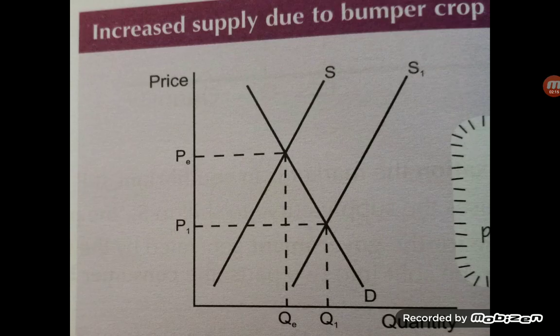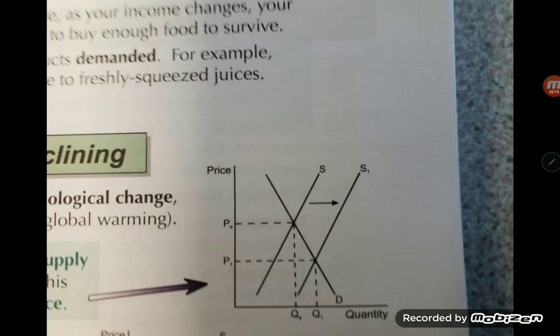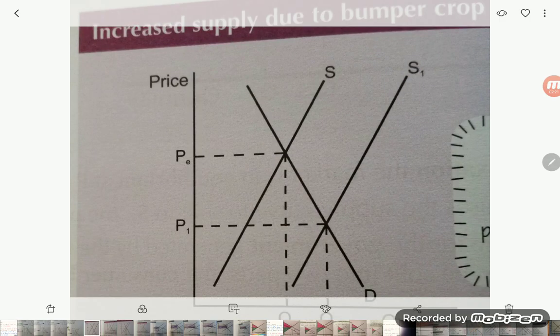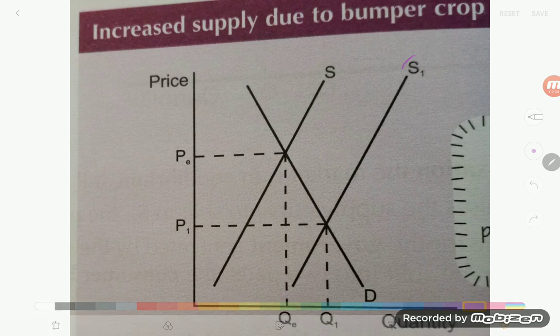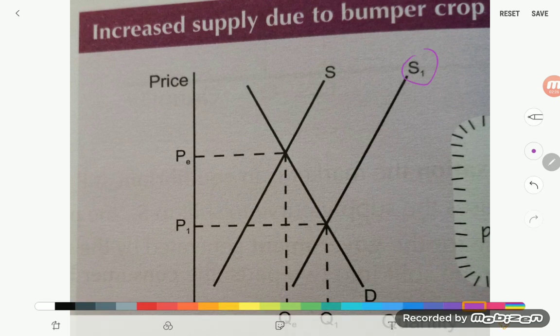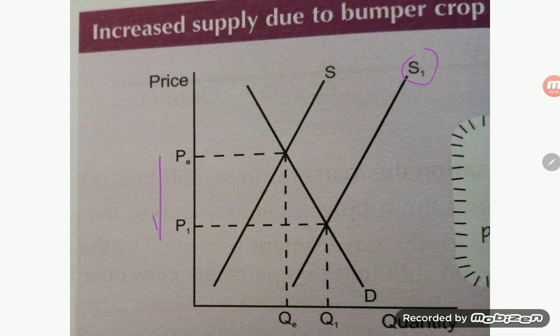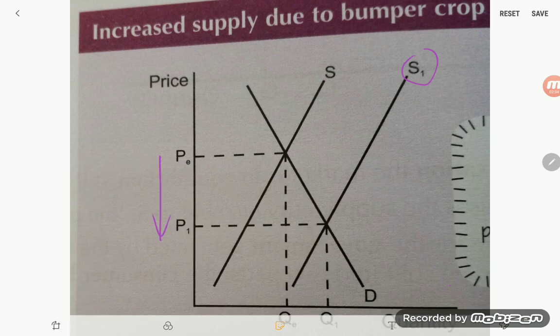Increased supply due to a bumper crop. The supply curve, when there's a bumper crop, will shift to the right from S to S1. Now, obviously we can see that the price goes down from PE to P1 and QE will go up to Q1.